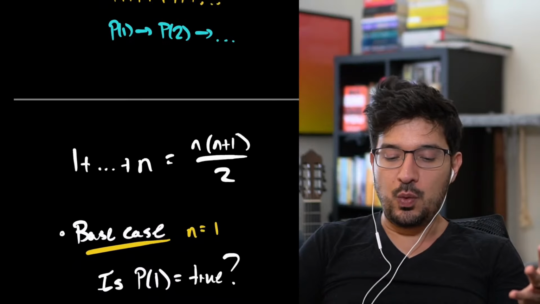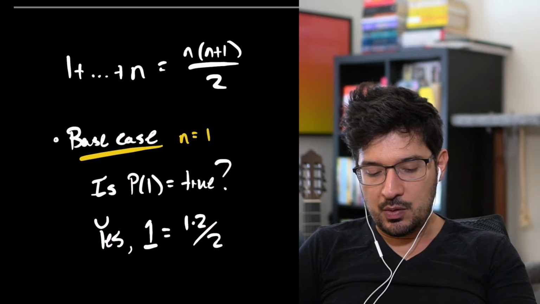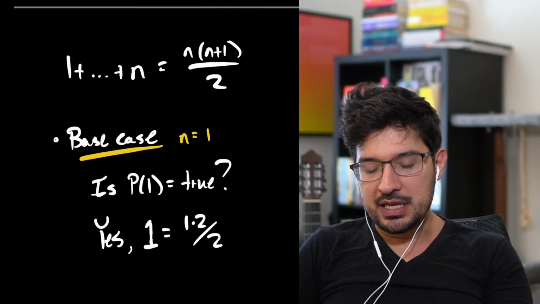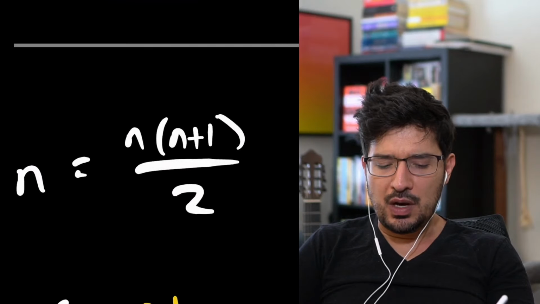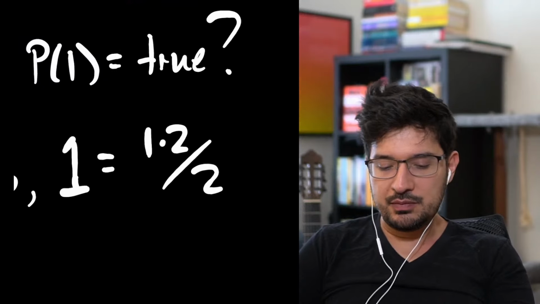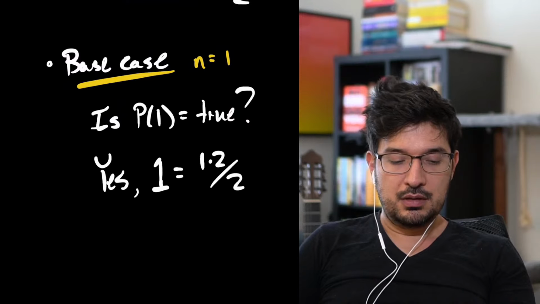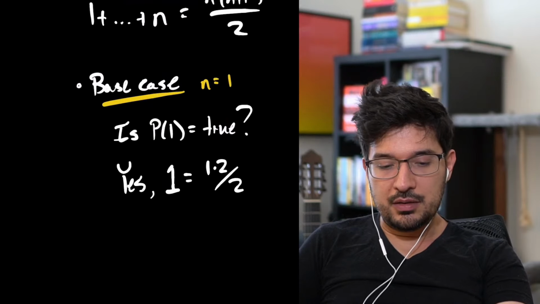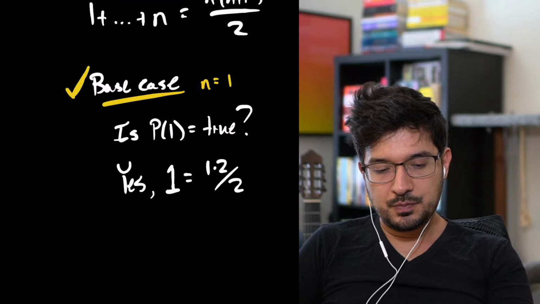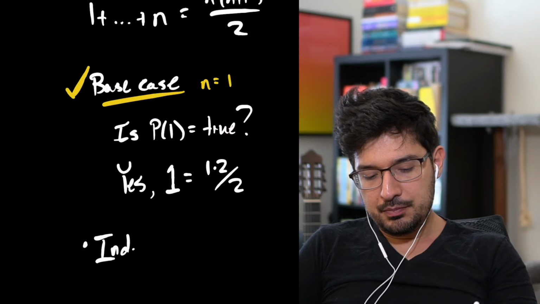When n is just 1, the left-hand side is just the number 1. There's no other numbers that we add to it. And then the right-hand side is 1 times 2 divided by 2. And yes, 1 times 2 divided by 2 is the same as 1. So, therefore, the base case is true. Secondly, we have the inductive step.